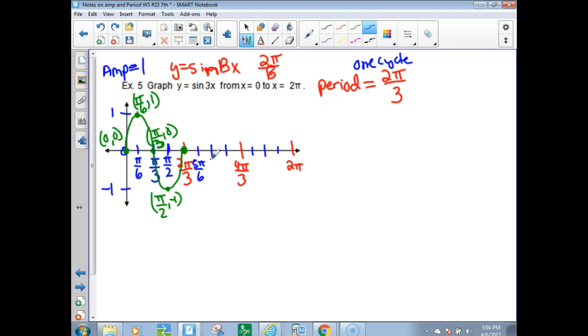6 pi over 6 would be pi. Then would be 7 pi over 6. So if it doesn't reduce, you label it. 8 pi over 6 would be 4 pi over 3. 9 pi over 6 would be 3 pi over 2. 10 pi over 6 would be 5 pi over 3. 11 pi over 6. And bang, then I hit the 2 pi.